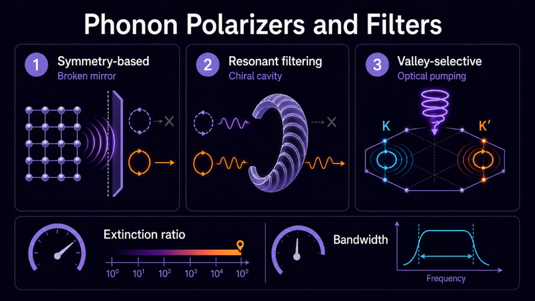Phonon polarizers selectively transmit phonons of specific chirality. 3 design strategies exist. Symmetry-based filtering uses broken mirror symmetry, where one chirality couples strongly to electronic states and is absorbed. Resonant filtering designs a cavity with chiral resonance at specific frequency. Valley selective filtering applies valley polarized carriers via optical pumping, where matching chirality phonons are absorbed. Performance metrics include extinction ratio and bandwidth.